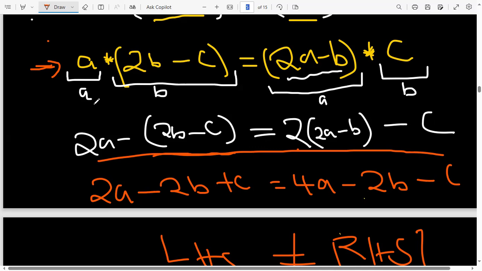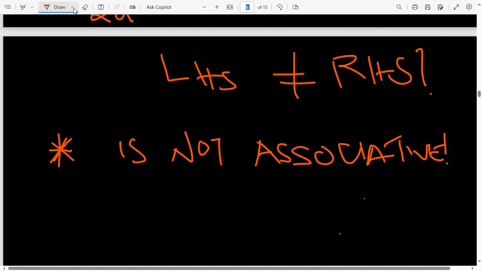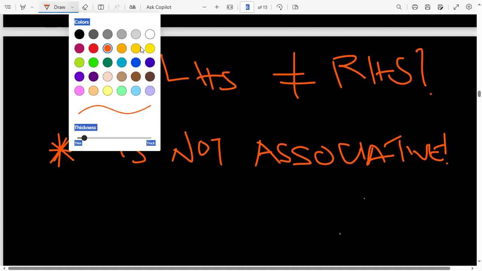So if you have 2 expressions that are either being added or being subtracted, always put them in brackets like I was doing here. Okay, don't forget the brackets. All right, so that was the question on associativity, and then let us look at the other question.